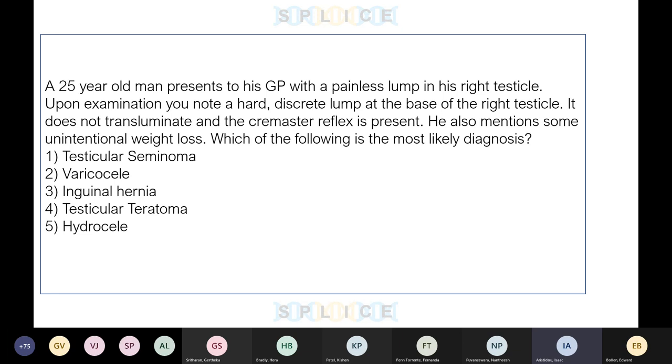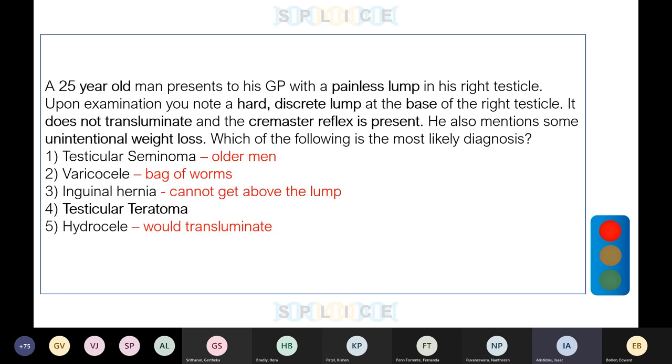Okay, so the correct answer to this one, so you guys are right, it's a testicular cancer. But basically the way that I remember this is that testicular teratoma is the most common one in your teenage years and your 20s, so it's T's. Whereas seminomas are more common in older men. So I say S for senile, which is a bit rude. But the way I remember it is T for 20s or teens.